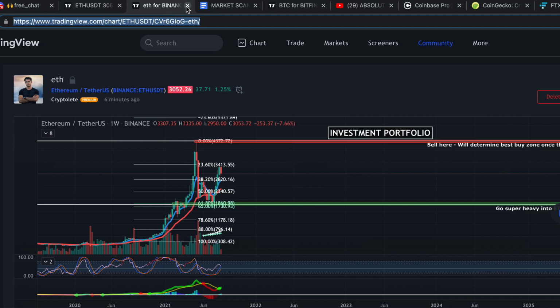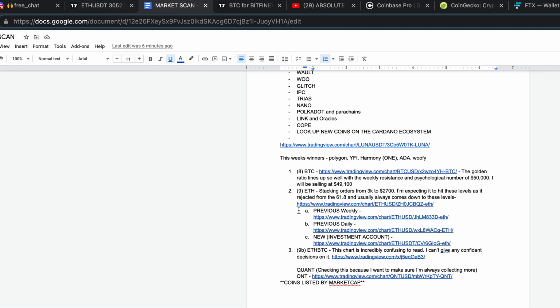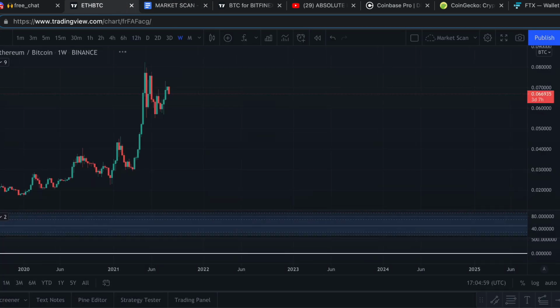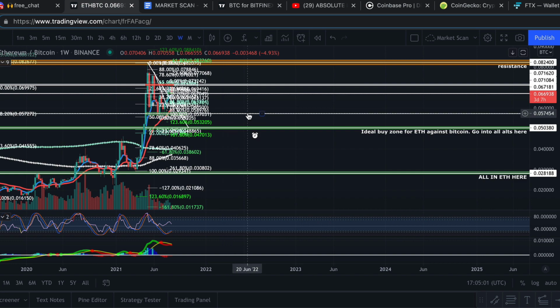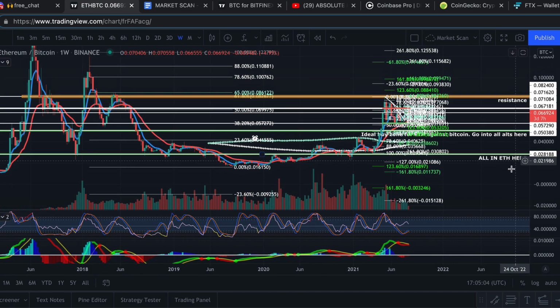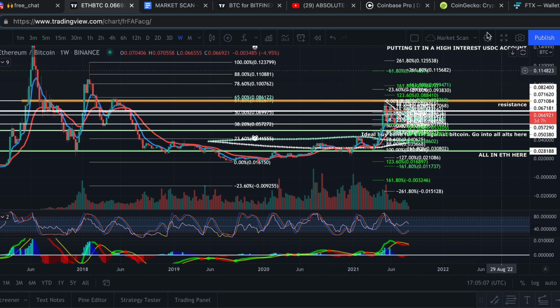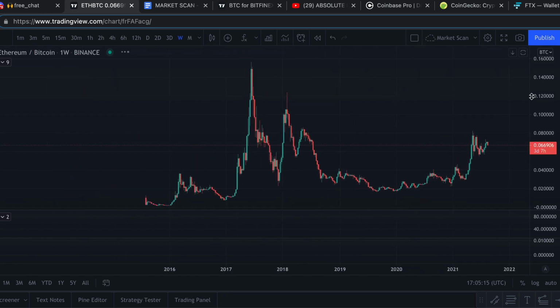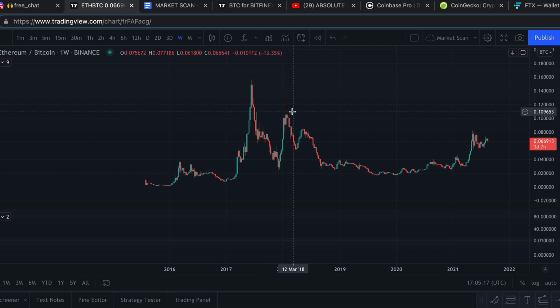So that is Ethereum. After Ethereum, you also want to look at the Bitcoin chart to see what's going on with Ethereum versus Bitcoin. You could see this is really pretty crazy right here. There you go, Ethereum versus Bitcoin. Bitcoin basically outperforms Ethereum when this chart goes down, and of course Ethereum outperforms Bitcoin when this goes up.